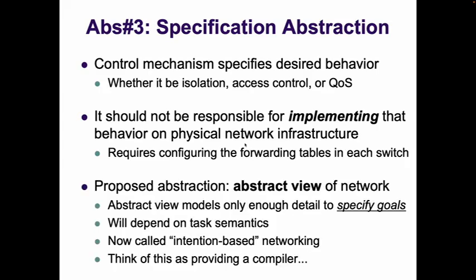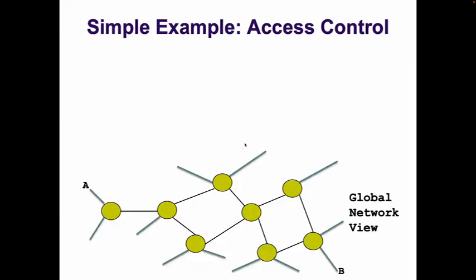So the proposal is this, and then I will explain it with an example and it'll become much clearer. The proposed abstraction is I give you an abstract view of the network. That abstract view only models enough so that you can state what the operator's desires are. It will depend on the task semantics, if it's ACLs or something else. It's now often called intention-based networking. But think of this as providing a compiler in the SDN stack.